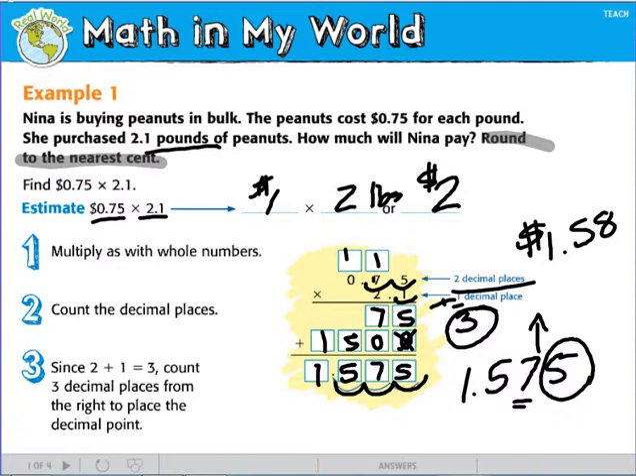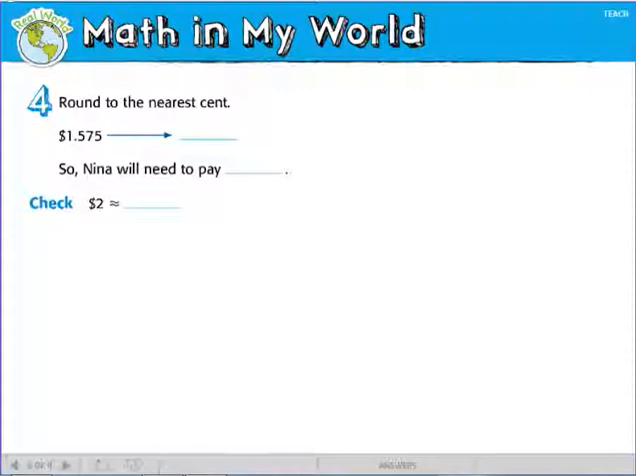Okay? And on the next page, they're going to show us even more so. They want us to round it to the nearest cent. Like I said, that's the 7 that's right here. So we're looking at the 5. So this is $1.58. Okay, so Nina will need to pay $1.58.